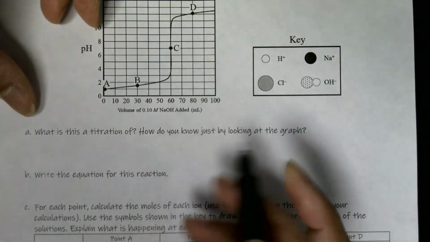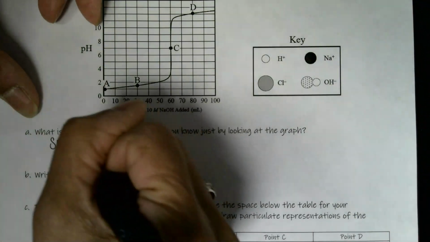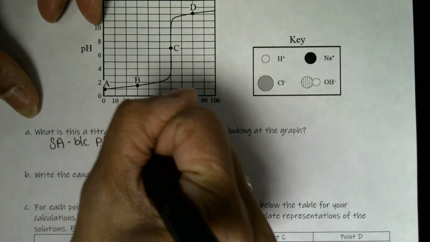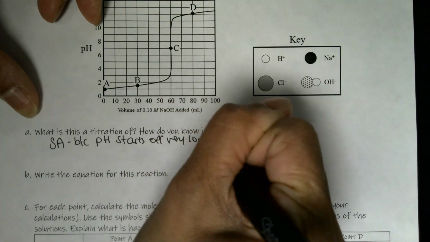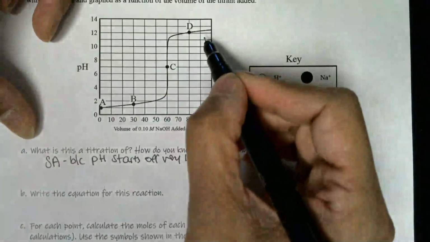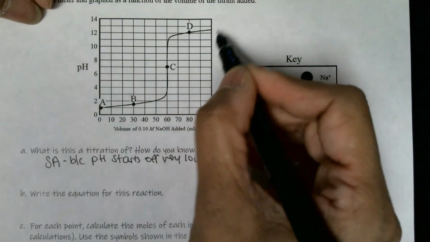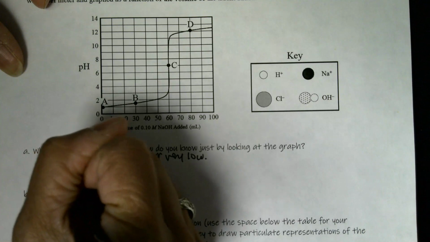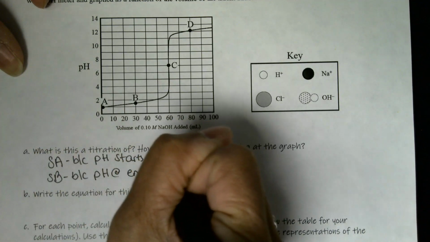So this is a titration of a strong acid. And you know it's a strong acid because the pH starts off very low. And you know we're titrating it with a strong base because if we take a look up here, it ends up being a really high pH when we have an excess amount of NaOH. So we know we have a strong base because the pH at the end is very high.